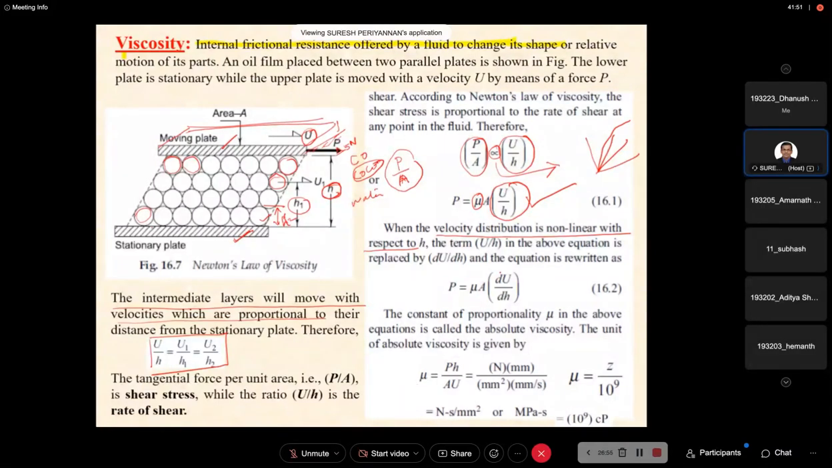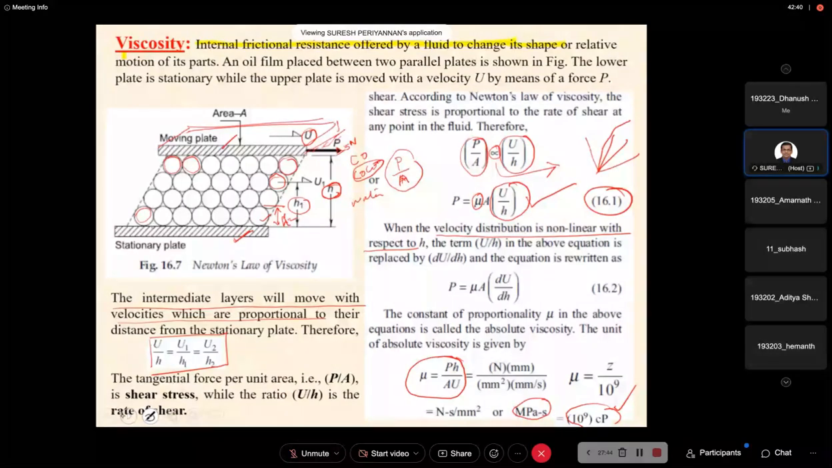Now from these relations, mu is equal to pH divided by AU, from equation 16.1. Now it defines the viscosity of the oil. This mu is the absolute viscosity. The absolute viscosity unit is Newton second per millimeter square, that is, megapascal second. You can convert it into centipoise, because most manufacturers use centipoise. 10 power 1 megapascal second is equal to 10 power 9 centipoise. This is another unit of viscosity.